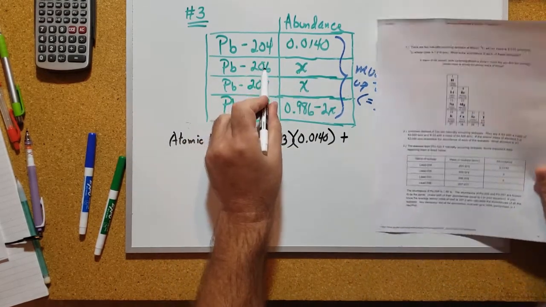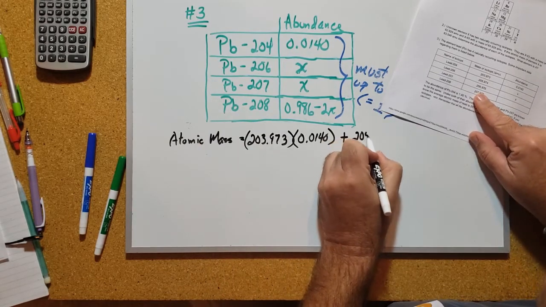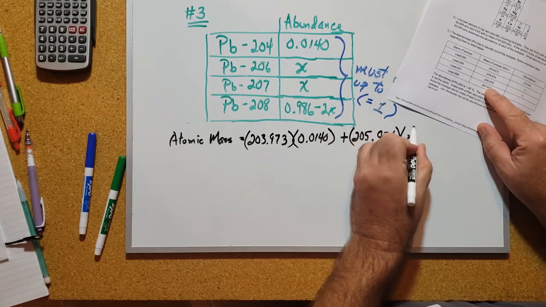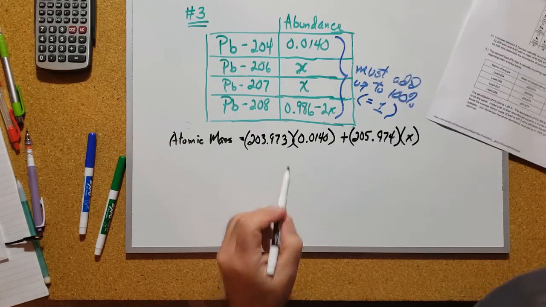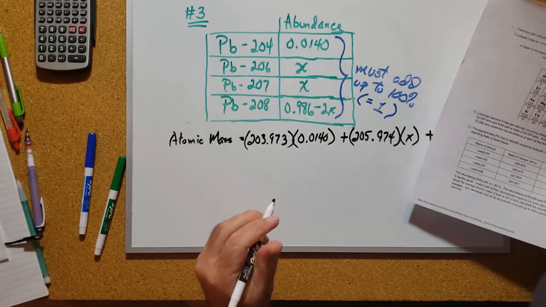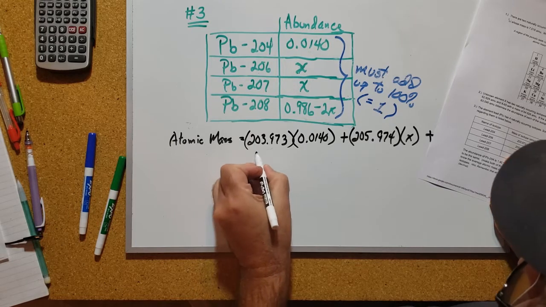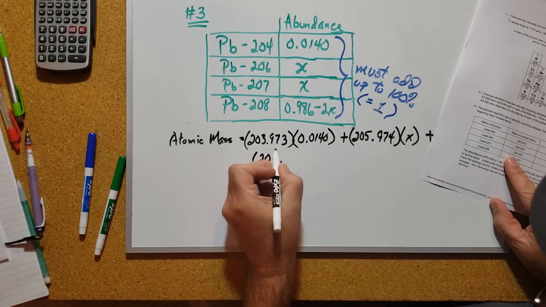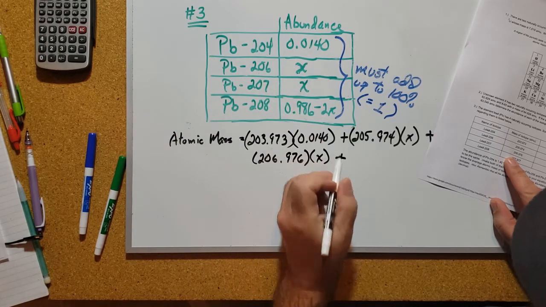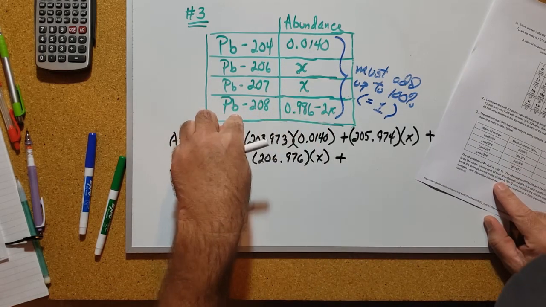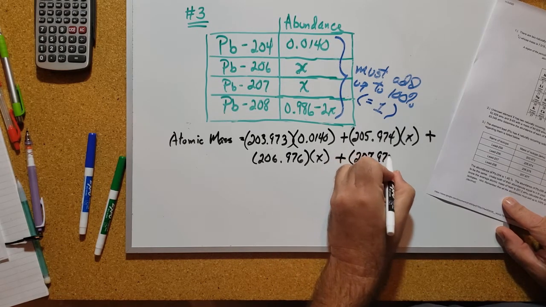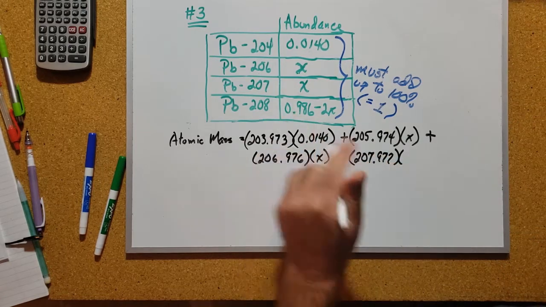So what is the mass of lead-204? When we look on our paper, it's 203.973. And that's going to be multiplied by its abundance. So we'll put that in parentheses and we'll call it 0.0140. To that, we're going to add the next isotope, its mass times its abundance. What's the mass of lead-206? It's 205.974 times x. Then to that, we're going to add the mass times abundance for lead-207. It's 206.976 times its abundance, which is x. Plus the mass of lead-208, which is 207.977 multiplied by, now here we got a big mess.